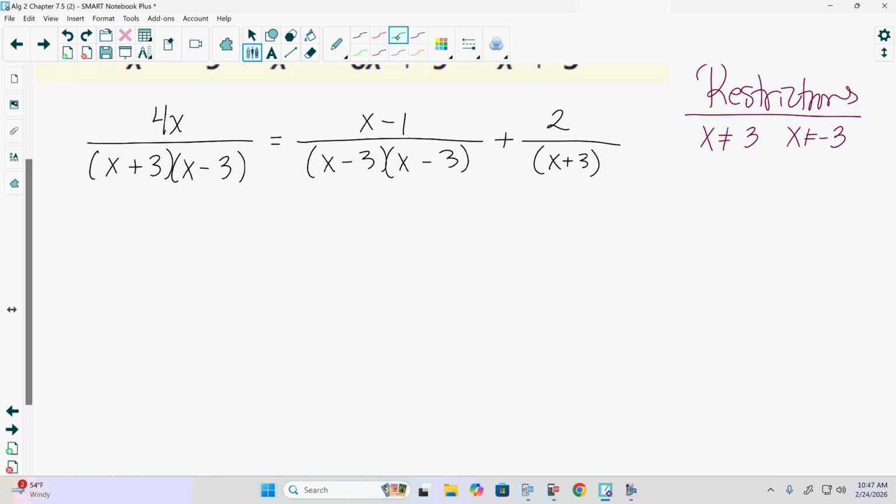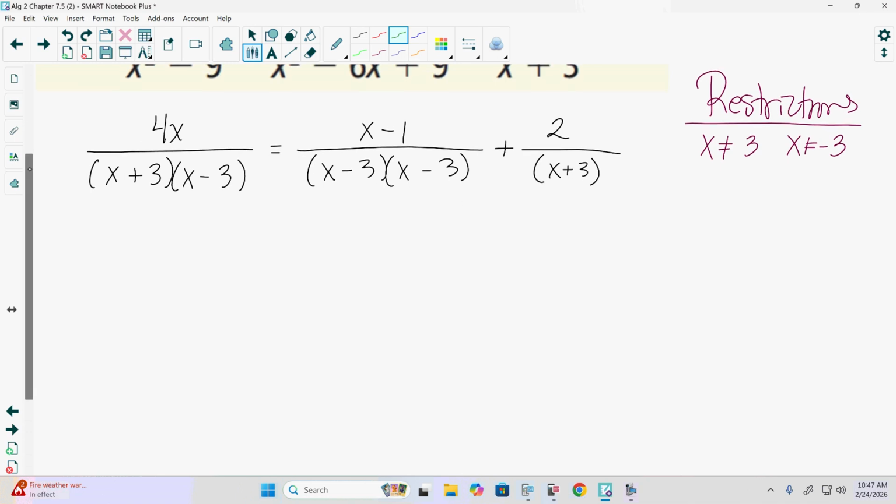All right, guys. So we found the restrictions. We have the denominators factored. So now we need to go through and see what we need to multiply everything by to get the denominators to reduce. So what's one thing we can multiply this equation by? X plus 3.